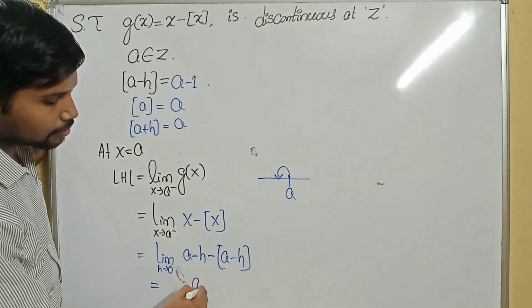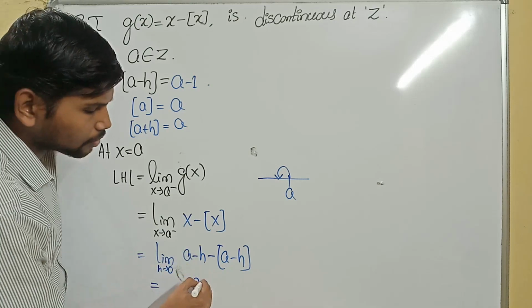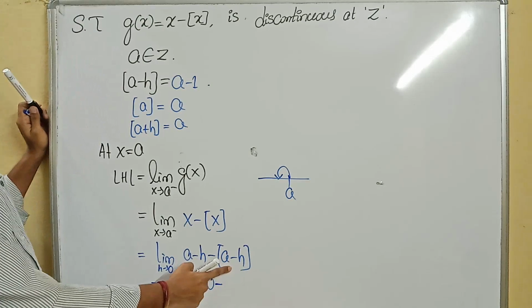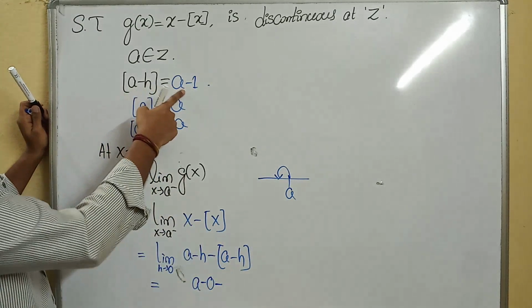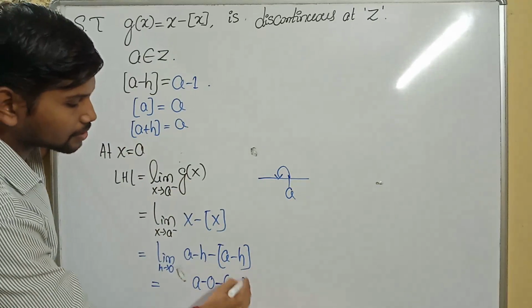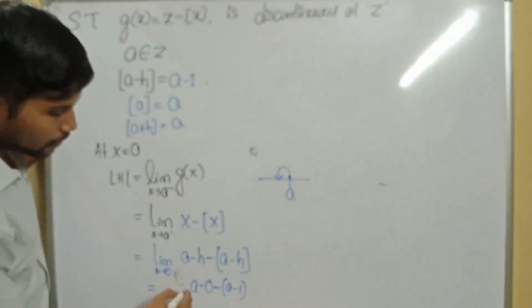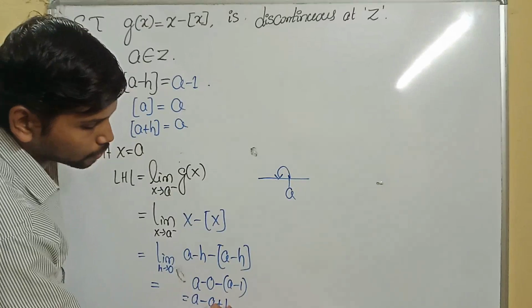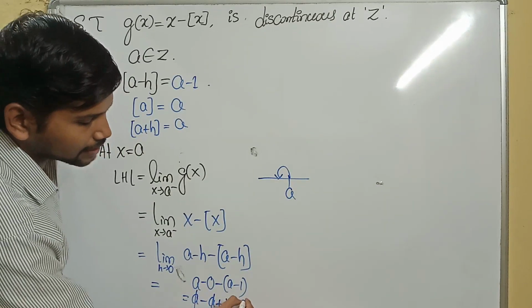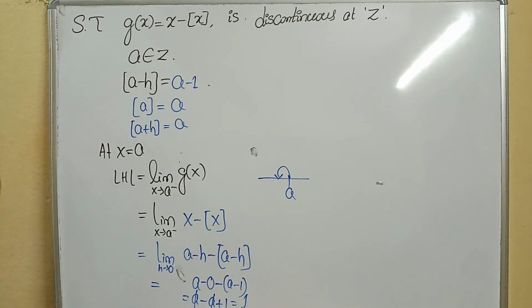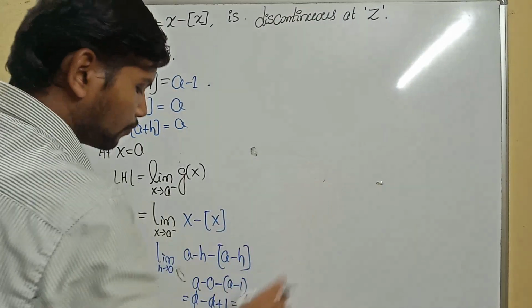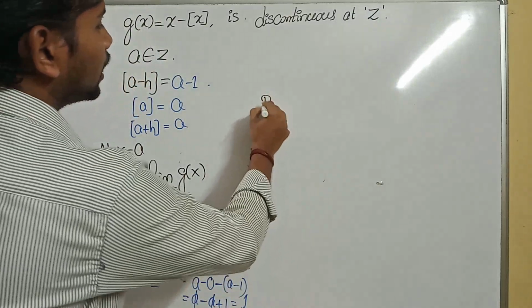It is a minus 0, which will be a. You can put a minus 0 only. Minus the greatest integer function of a minus h, which is a minus 1. Got the point clearly? After this, a minus (a minus 1) means a minus a cancelled, plus 1. What value did I get? I got the value as 1. Whether you understood properly?